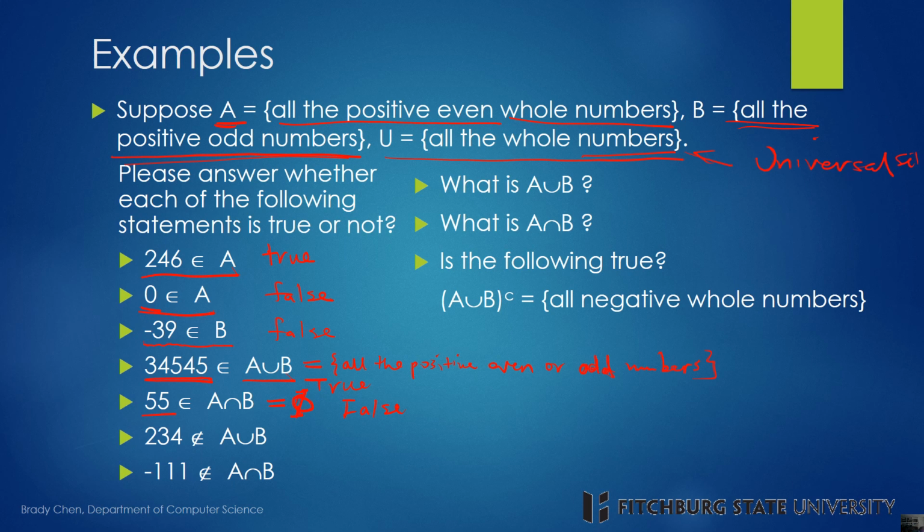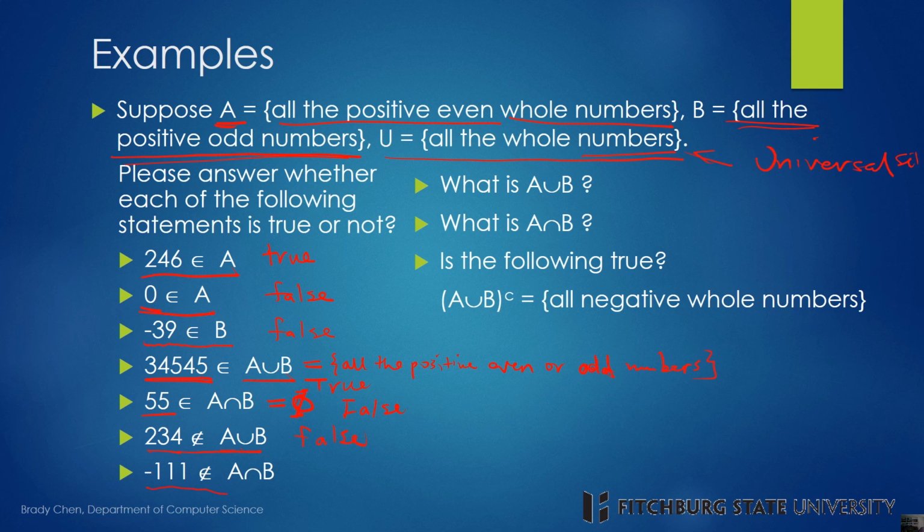Okay, let's finish off. A union B is all the positive even or odd numbers. 234 is a positive even whole number, right? By definition, A union B should be all the positive even or odd numbers. So 234 is actually in A union B, right? So that's definitely a false statement. It says 234 is not in A union B. That's not true, right?